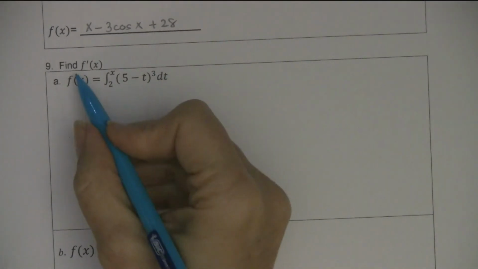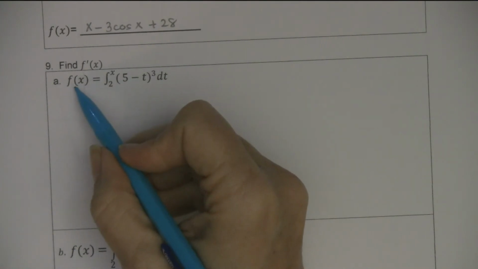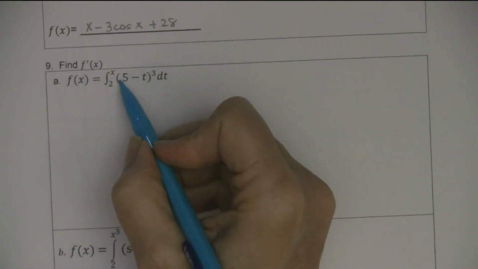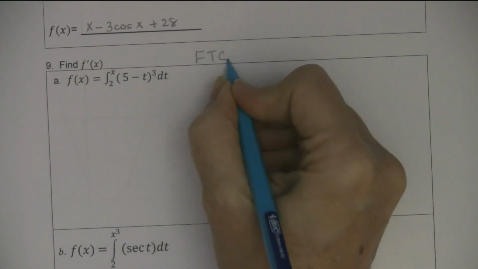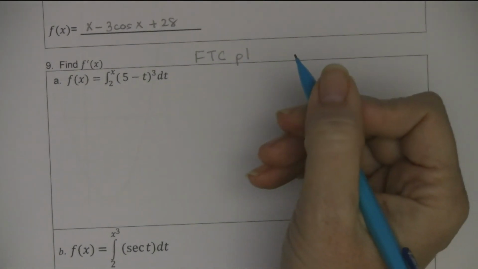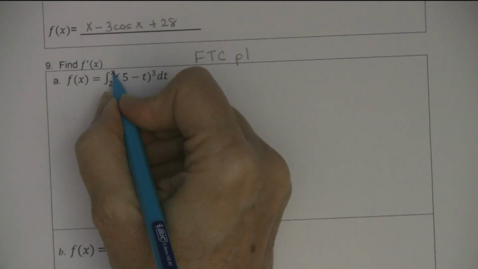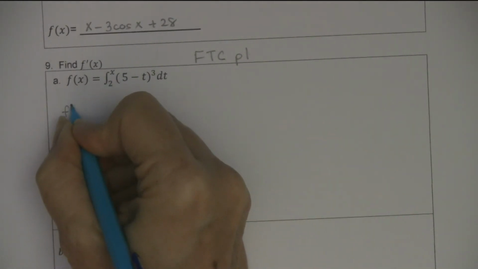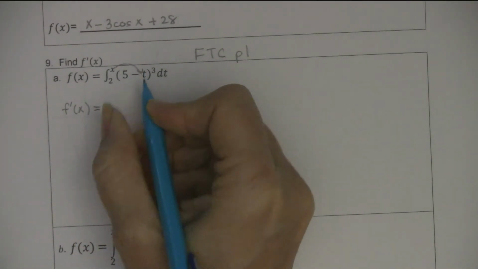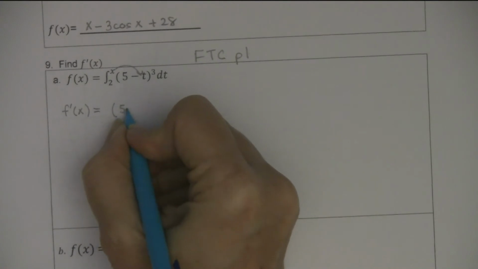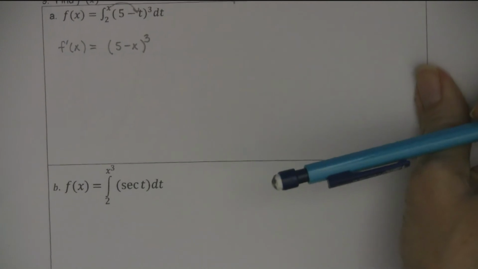On number 9, parts 9a and 9b, they're asking me to find f prime. And I notice f is defined to be an integral. So they're asking me to do the fundamental theorem of calculus part 1. So you have to make sure that you have a constant here and a variable of x here, which you do. And then it's just a matter of doing their little undo, right? They say all you have to do is plug that in. And so this would be 5 minus x raised to the third. That would be the derivative there.